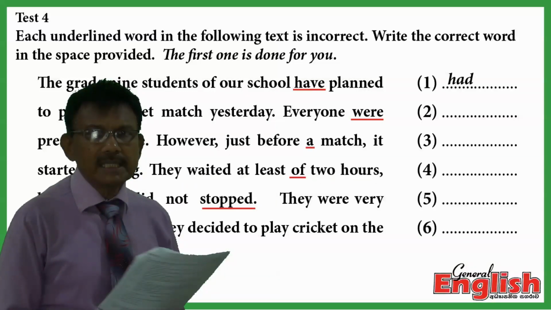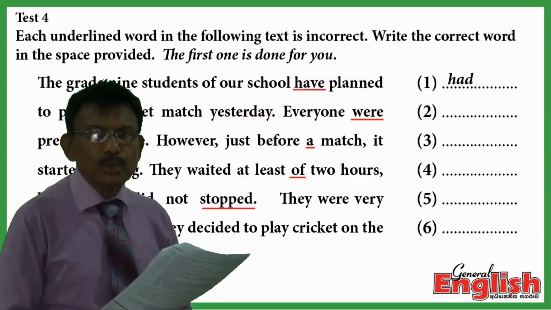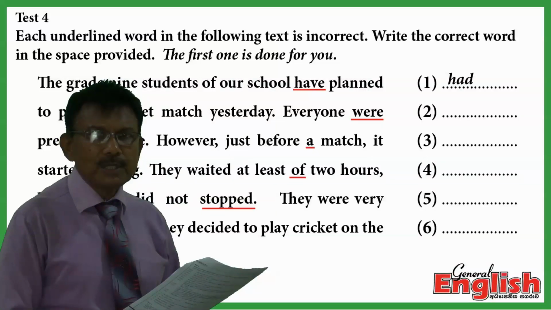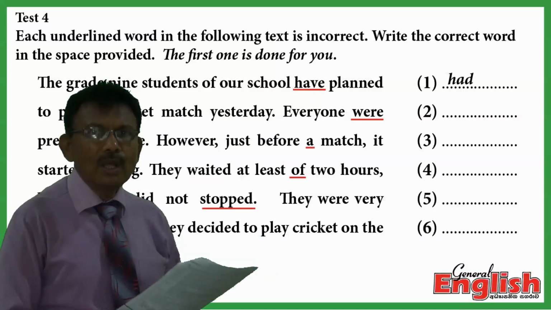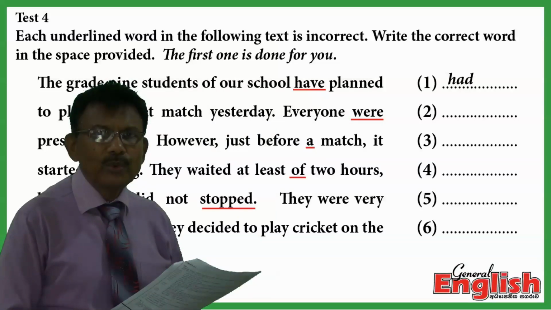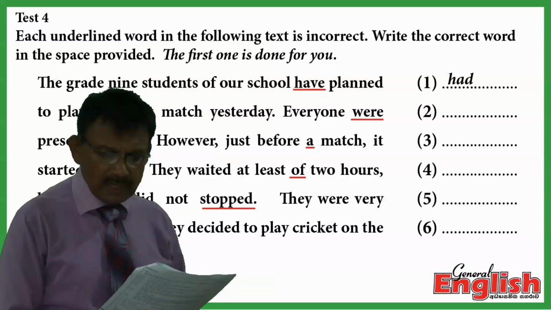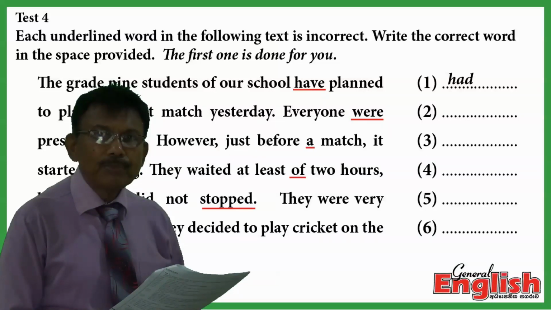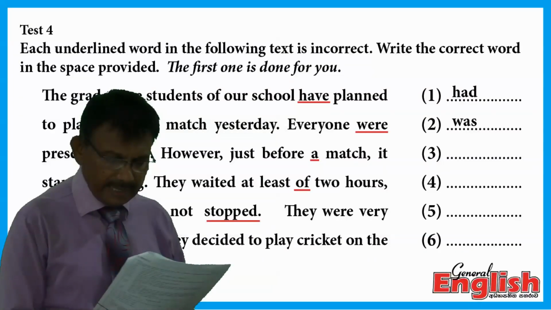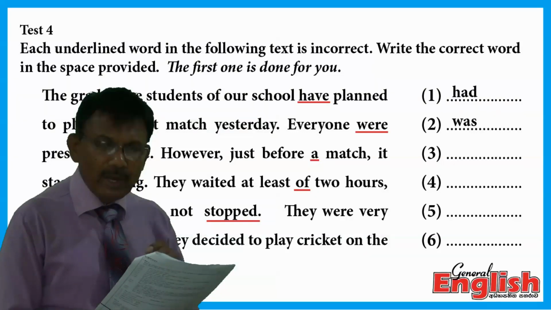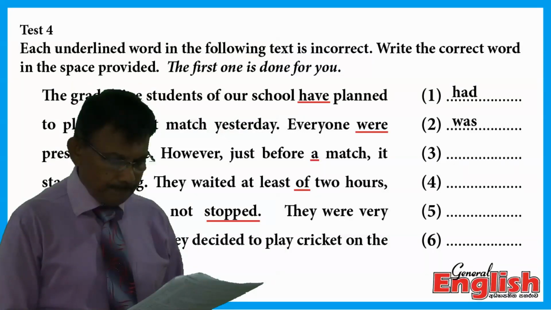Tense is correct because this is something that happened in the past. So, tense is correct, but the number is wrong. It must be singular, not plural. So, the singular form of were is was. W-A-S, was. So, the correct answer must be was. So, you must write the word was on the dotted line in front of number 2. Right, now it's okay. Everyone were is wrong. Everyone was present in time.